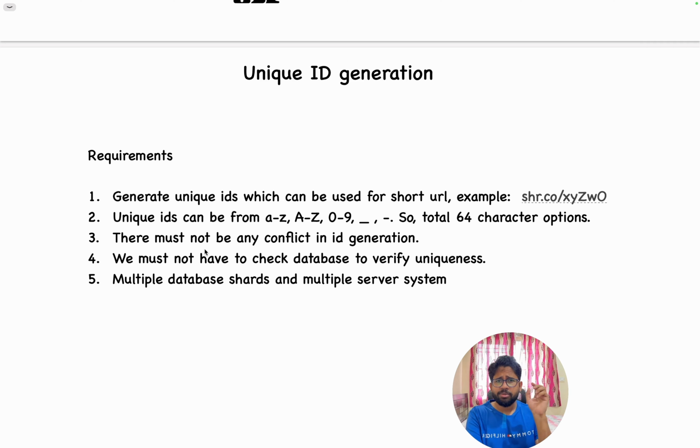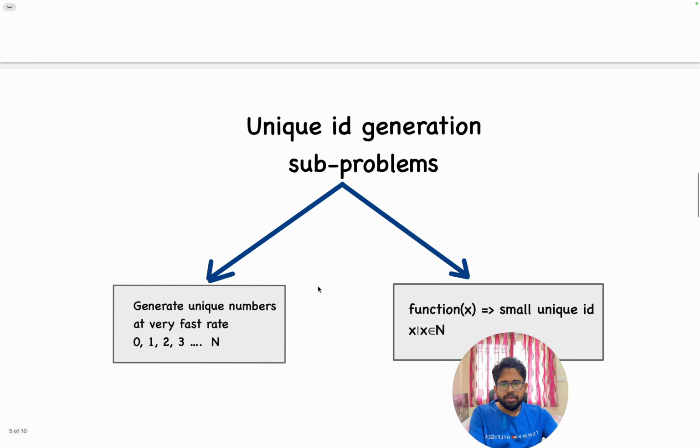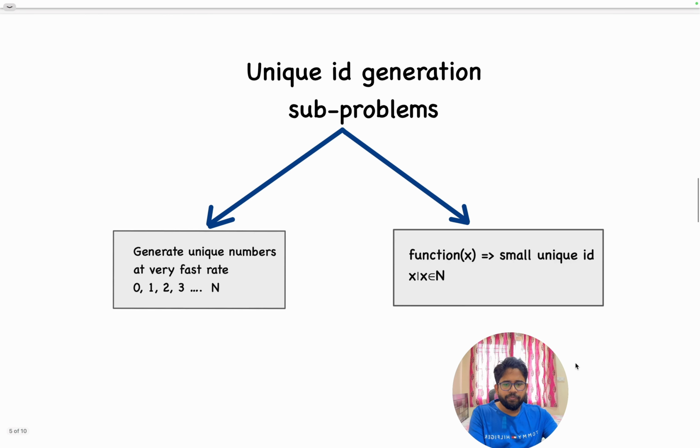And yes, there will be multiple shards and multiple server systems in each of the layers. Now, if we talk about the unique ID generation problem, there were two problems. One was around the unique ID generation and the other was around reading the data from the database. So first we'll talk about the unique ID generation problem.